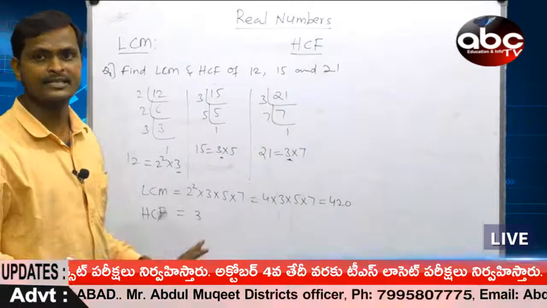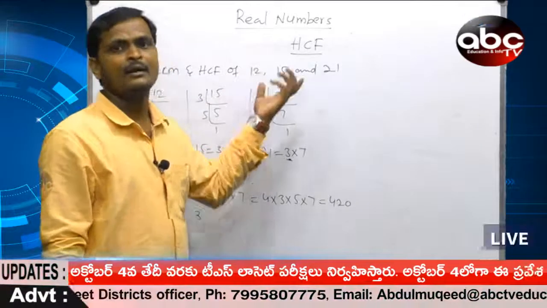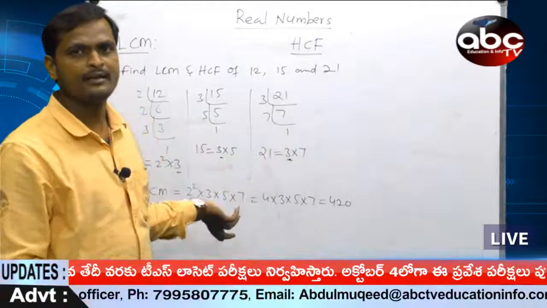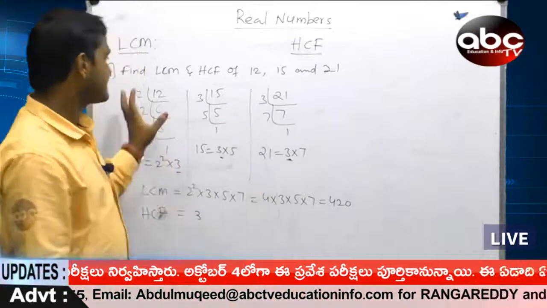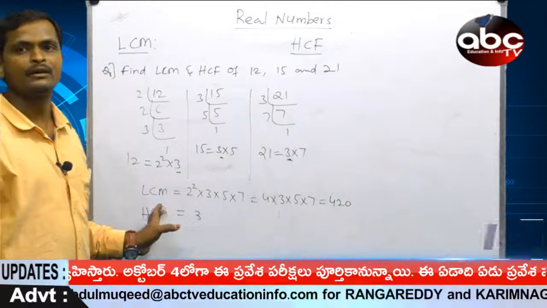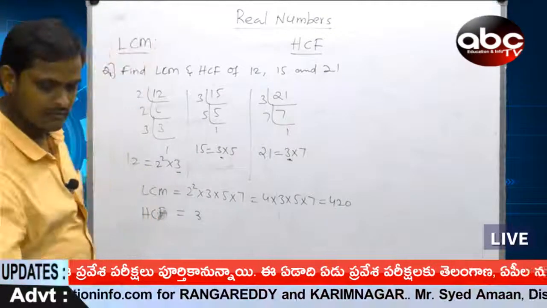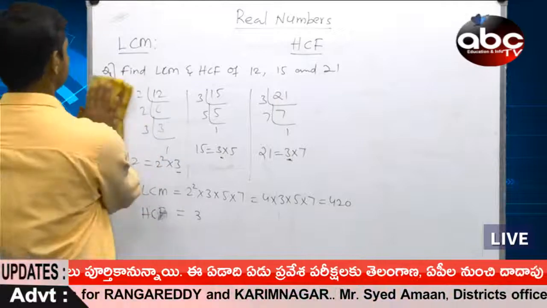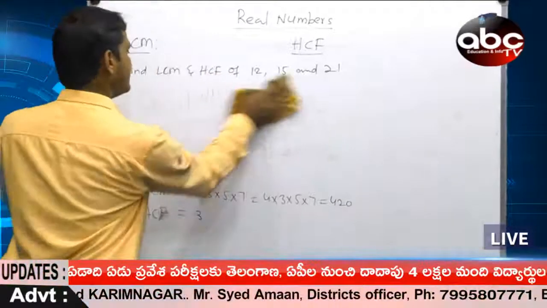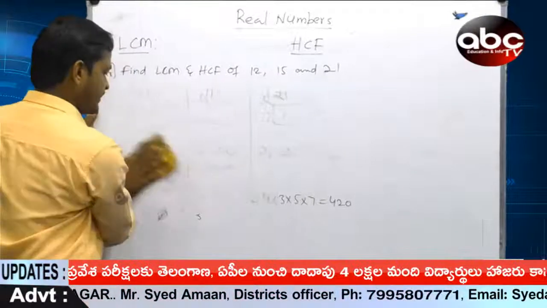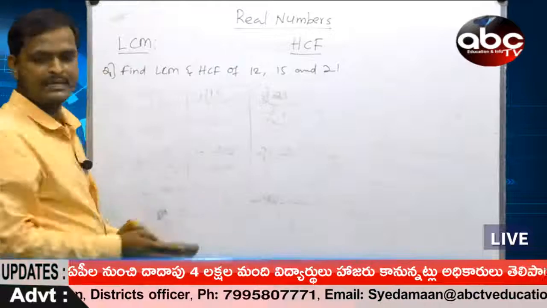Is it clear, students? Very simple to find LCM and HCF by using the fundamental theorem or prime factorization method. Okay, is it clear? Very simple. Now next, how questions are given in the public exam: just to verify whether the given number is a composite or not.